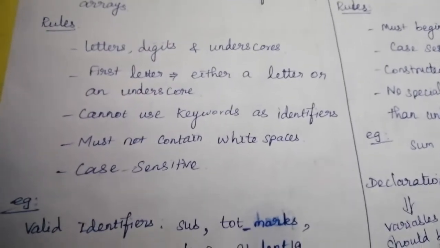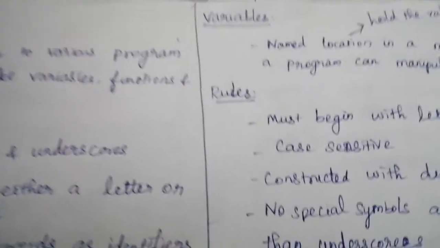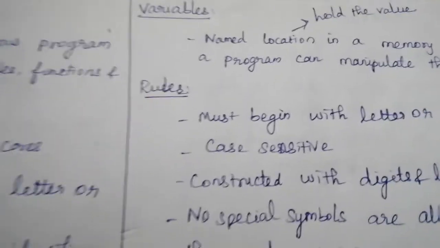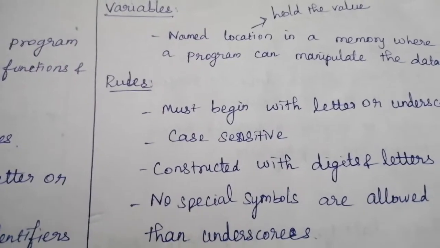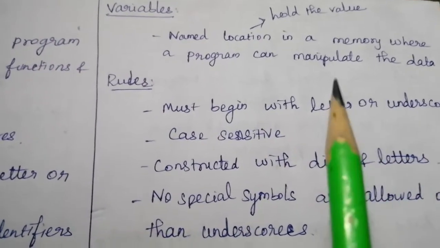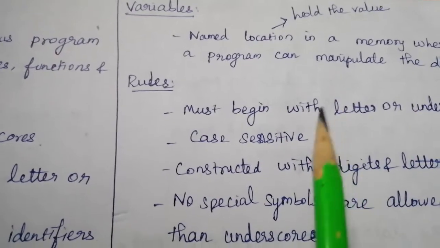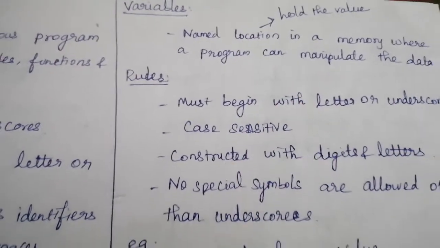Next we are going to discuss variables. A variable is a named location in memory where a program can manipulate data. Simply we can say that in that memory location, we can hold a value. A variable can hold a value. So this is about variables.